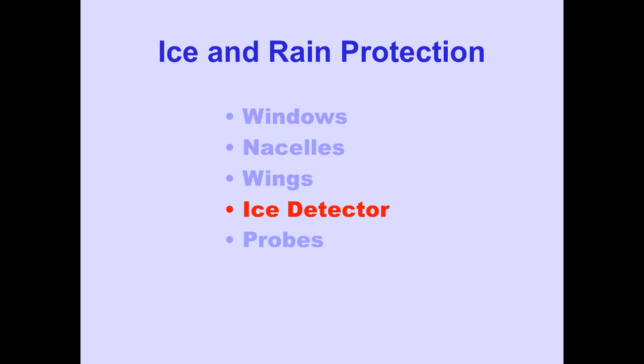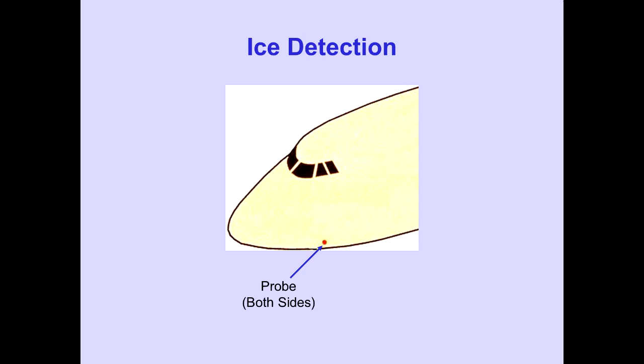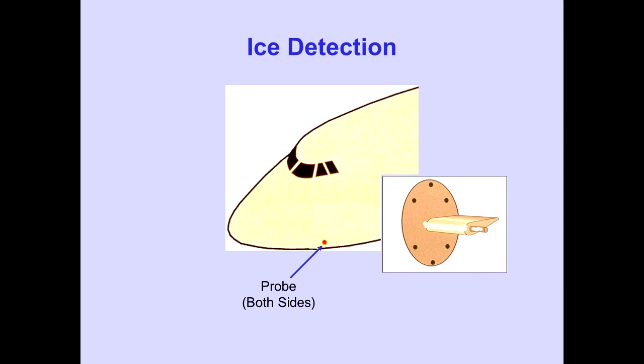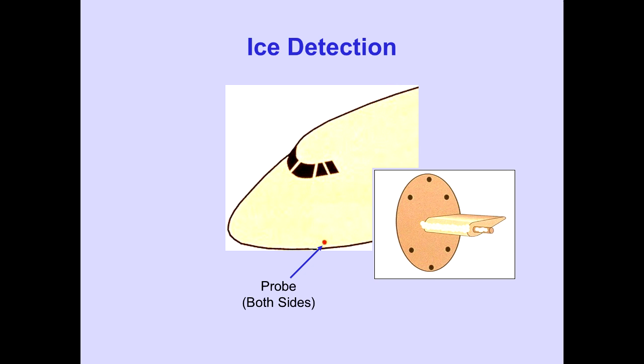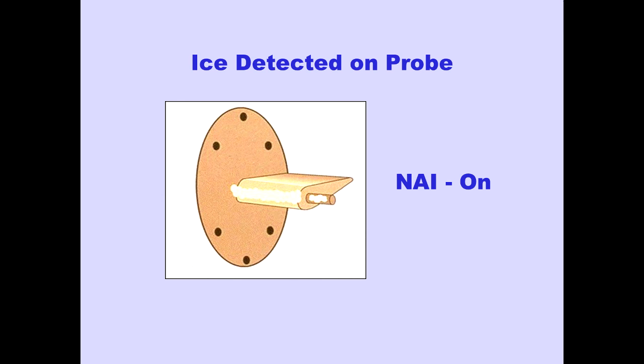Now let's look at the ice detectors. The ice detection system has two probes, one located on each side of the forward fuselage. They detect the presence of ice on their surfaces. When sufficient ice is detected, system logic activates nacelle anti-ice. When the system determines nacelle anti-ice is no longer necessary, it is deactivated.